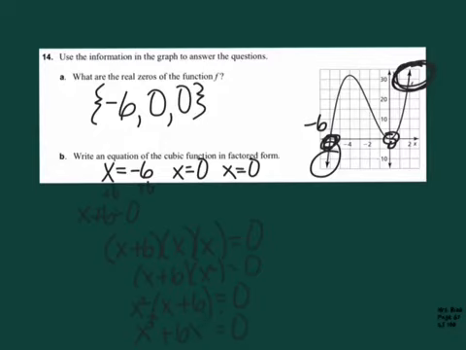Now it says write an equation of the cubic function. So this is an equation, but I'm going to go ahead and put the cubic function f of x equals x cubed plus 6x squared. That would be the answer to letter B.